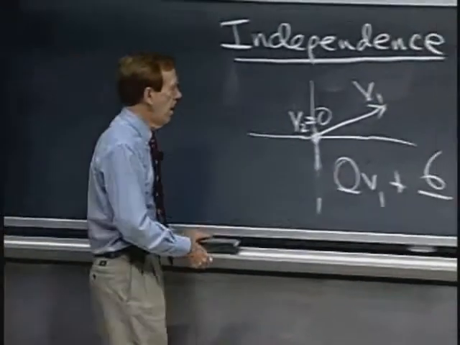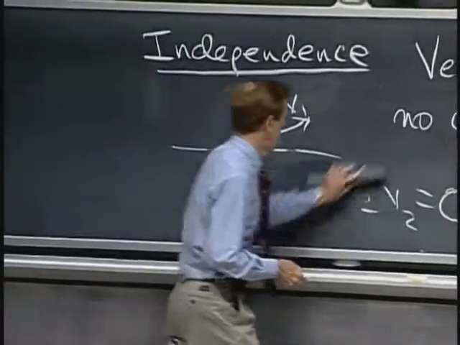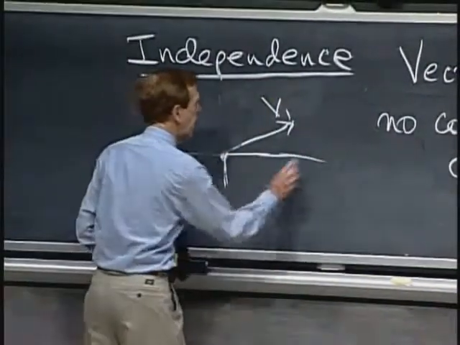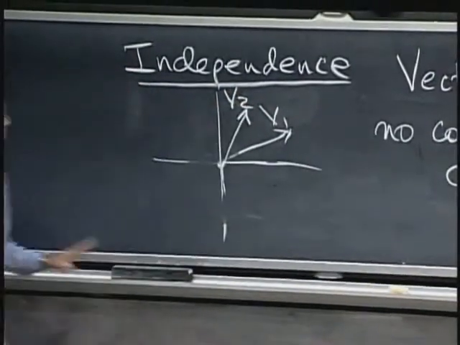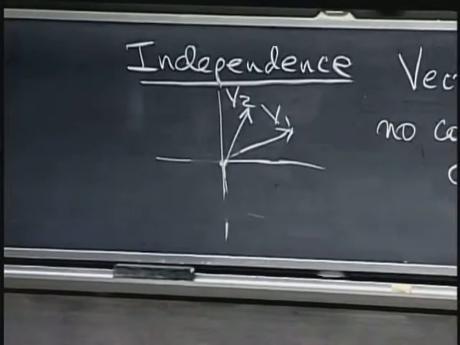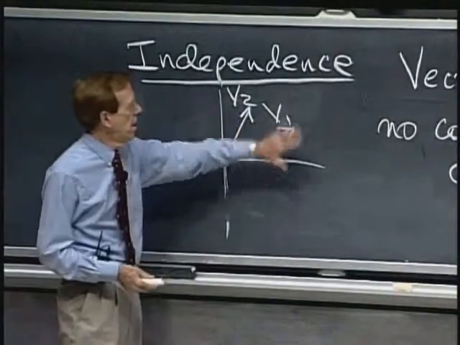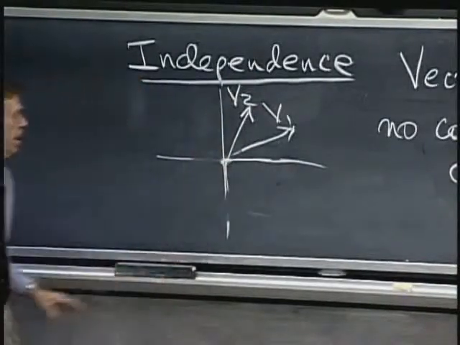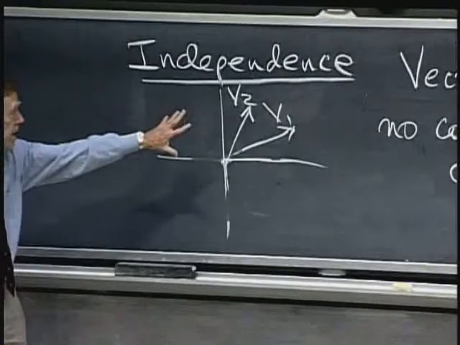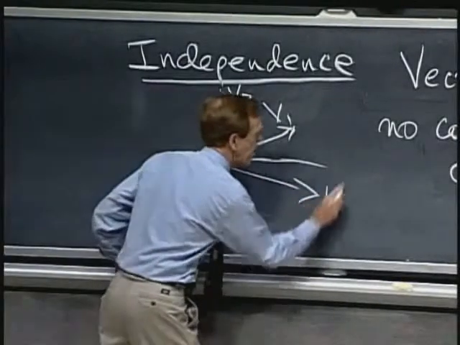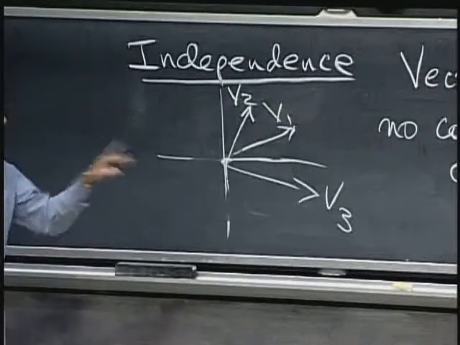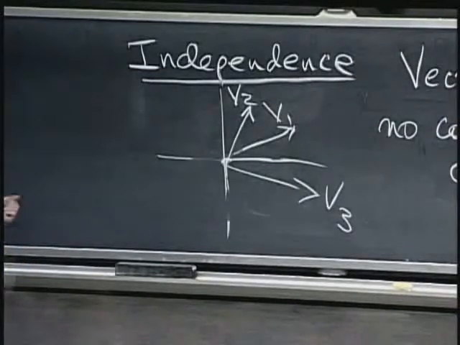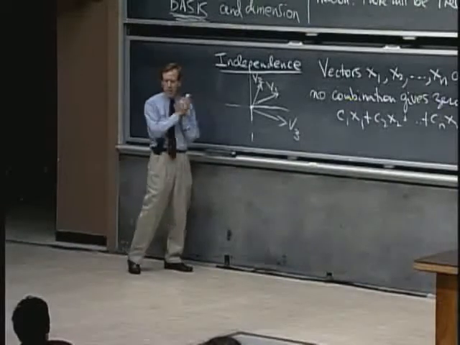Now let me finally draw an example where they will be independent. Suppose that's v1 and that's v2. Those are surely independent, right? Any combination of v1 and v2 will not be 0 except the 0 combination. So those would be independent. But now let me stick in a third vector, v3. Independent or dependent now, those three vectors? So now n is 3 here. I'm in two-dimensional space, in the plane.